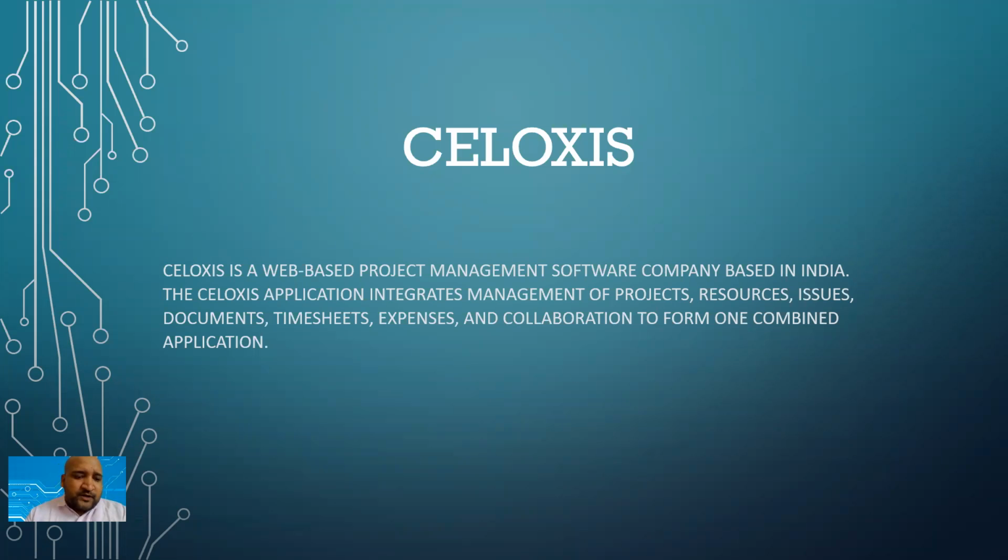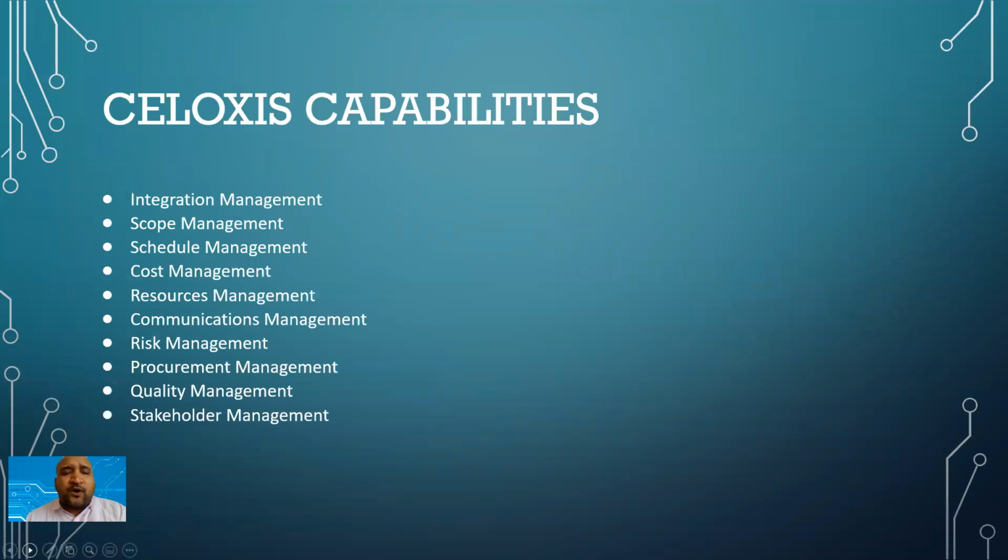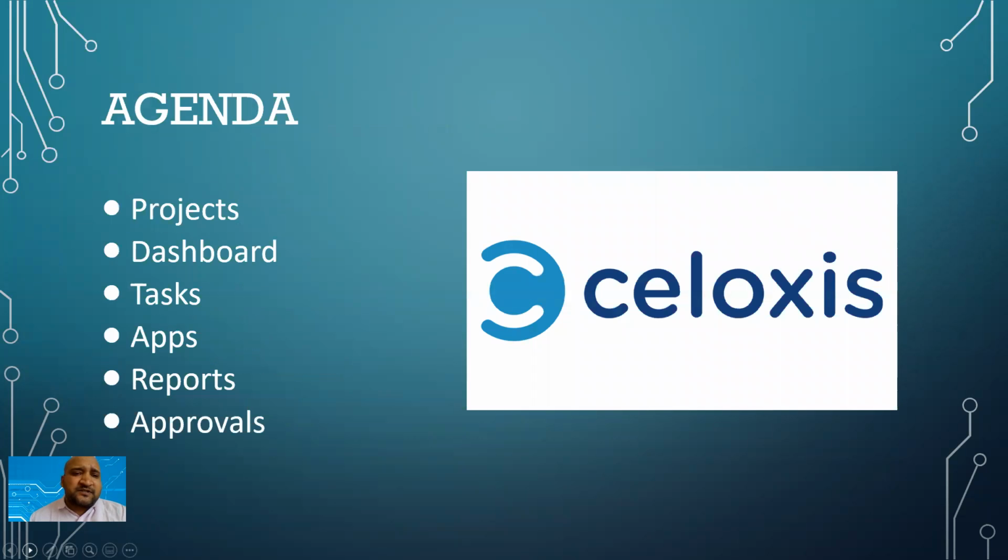Now, moving forward, let's quickly have a look at what the Celoxis capabilities are, or what Celoxis offers us. Celoxis provides integration management, scope management, schedule management, cost management, resources management, communication, risk, procurement management, quality, and stakeholder management. So it almost offers everything that a project manager needs.